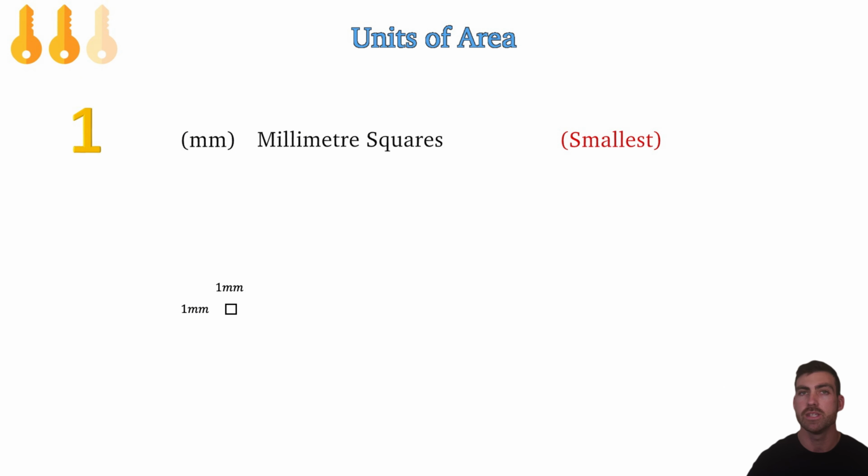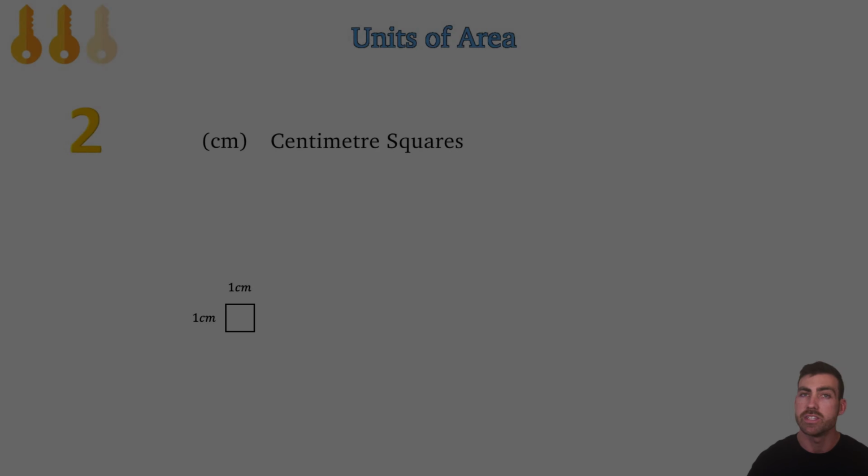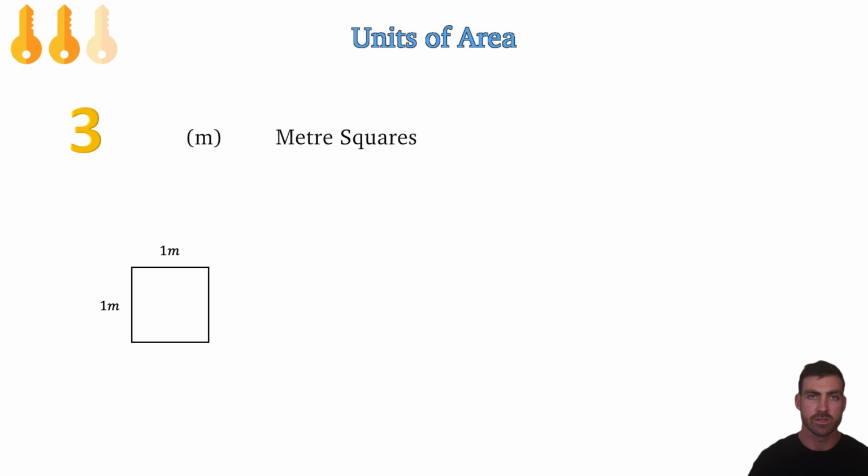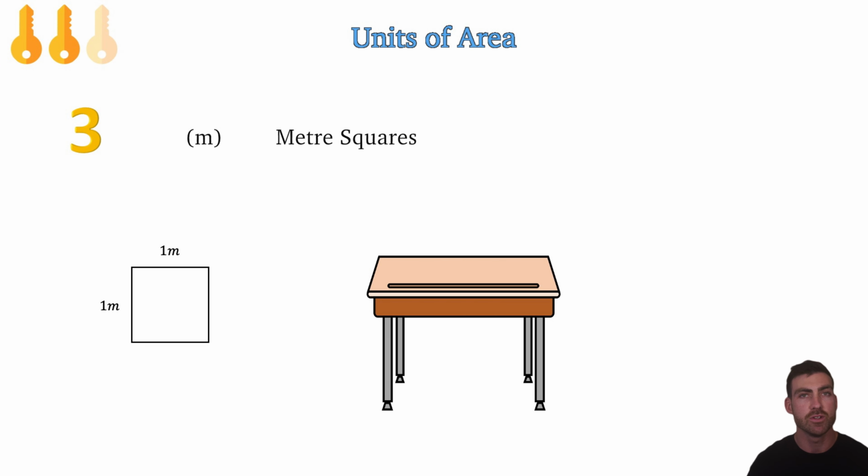The first is millimeter squares, which is a square with side length 1 millimeter. It's about the area of a grain of sand. The second is centimeter squares, which is a square with a length of 1 centimeter. It's about the area of a fingernail. The third is meter squares, which is a square with side length 1 meter. It's about the area of an individual student's desk at school.